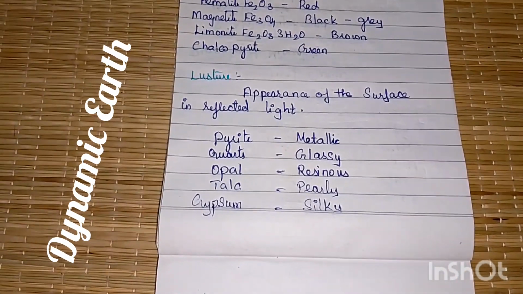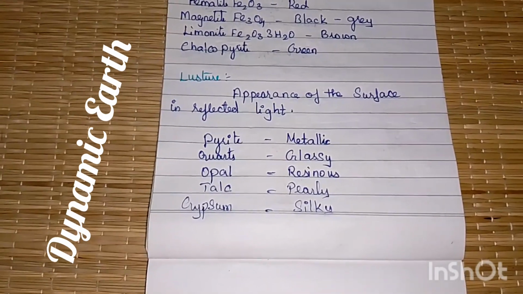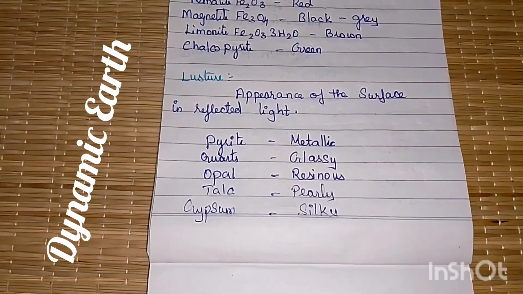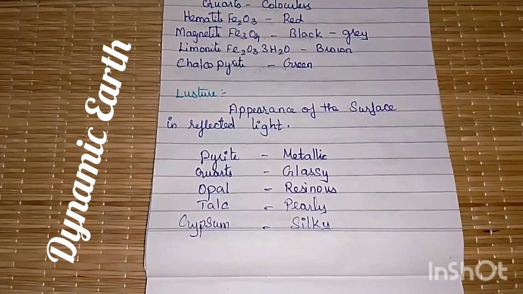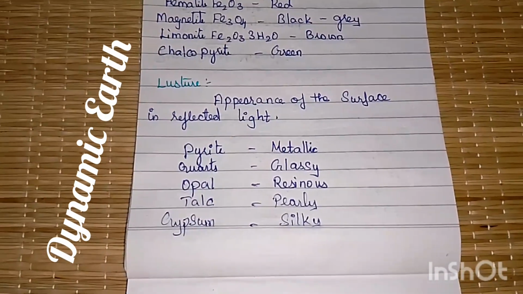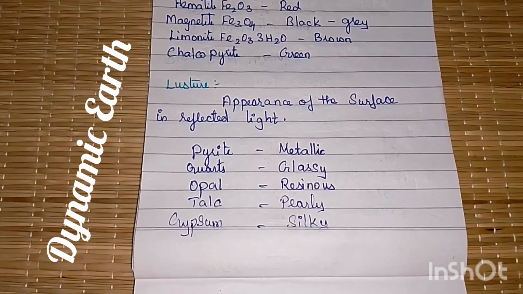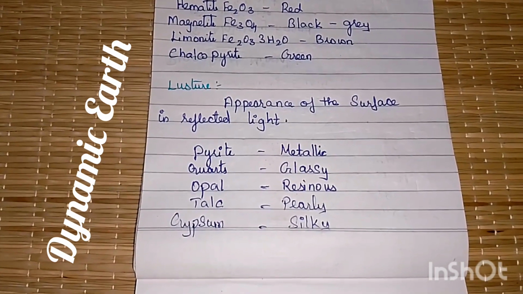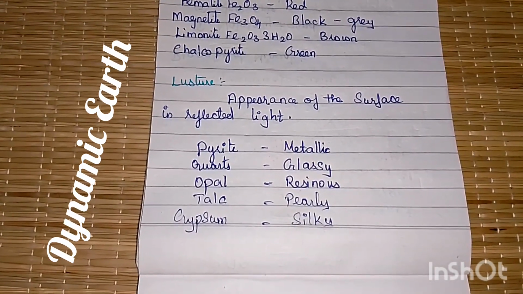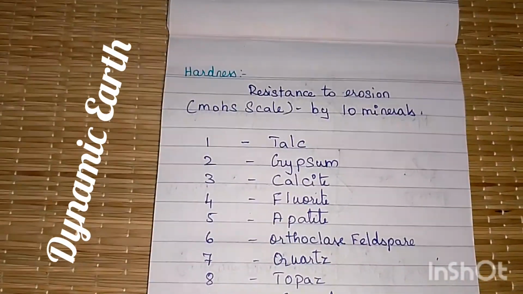Various types of lusters and their respective minerals are: pyrite, which has a metallic luster when exposed to light; quartz, which has a glassy surface; opal, which has a resinous luster; talc, which has a pearly surface; and gypsum, which has a silky surface. So next we can see hardness.